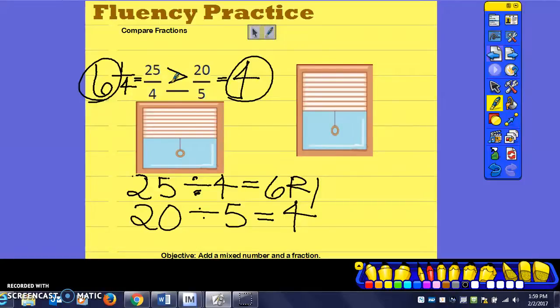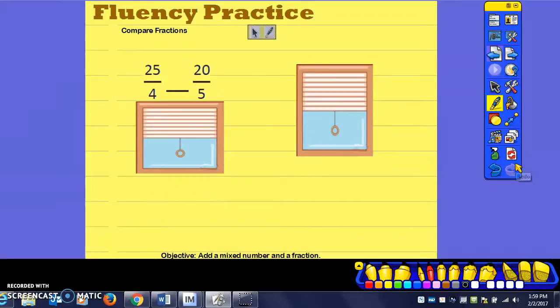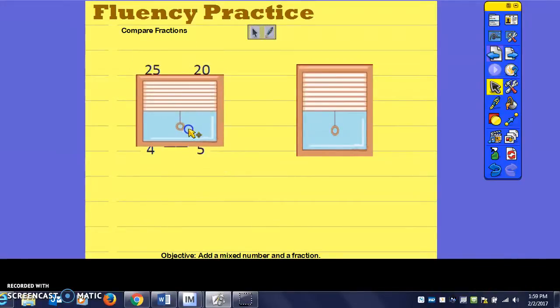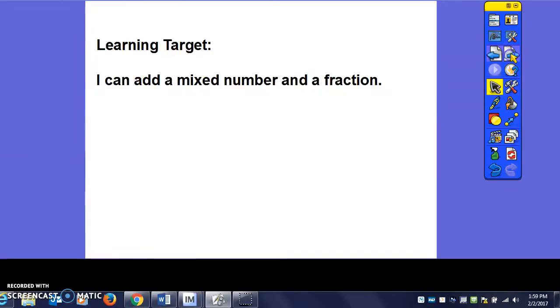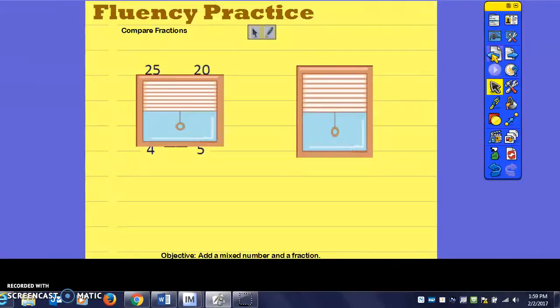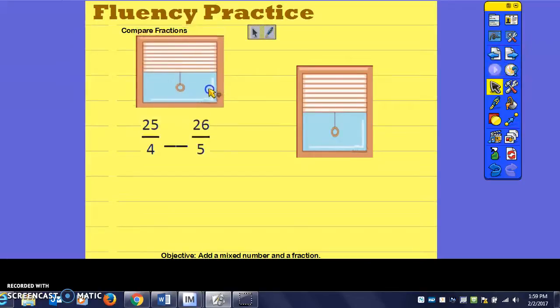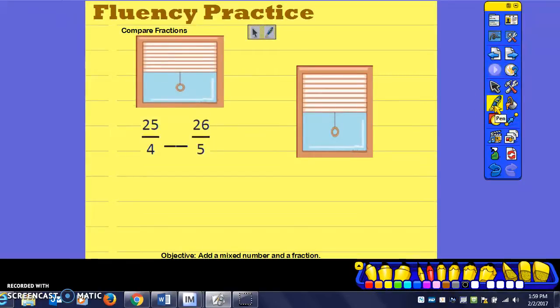So remember, you have to change your improper fractions to mixed numbers. Let's go ahead and try one more. We'll try one more. Okay, so let's look at 25/4 and 26/5. Go ahead and try to solve that. Press pause if you need more time.